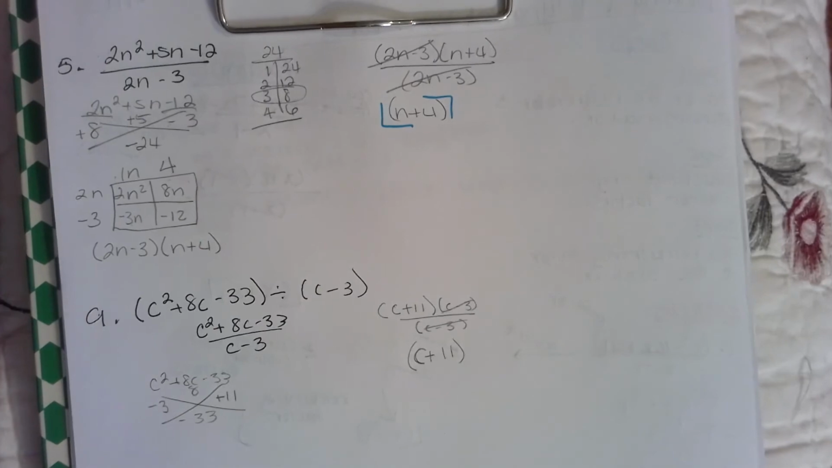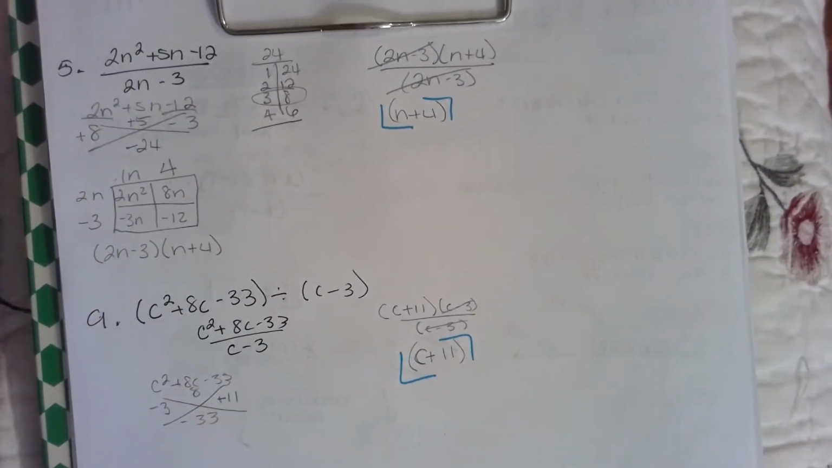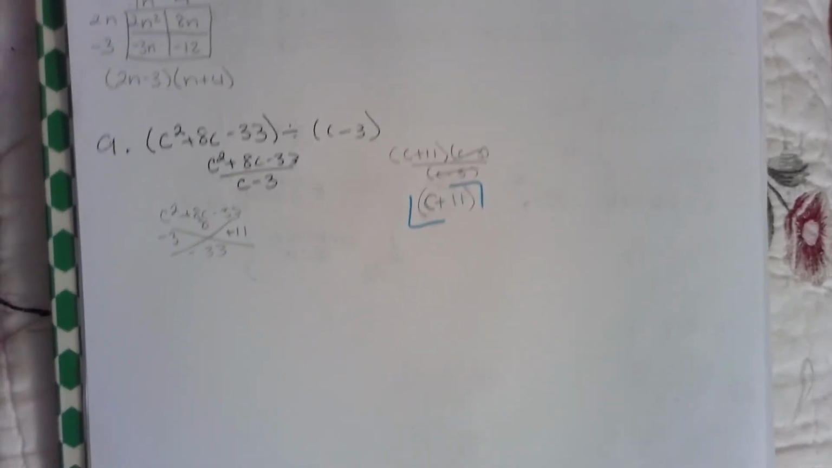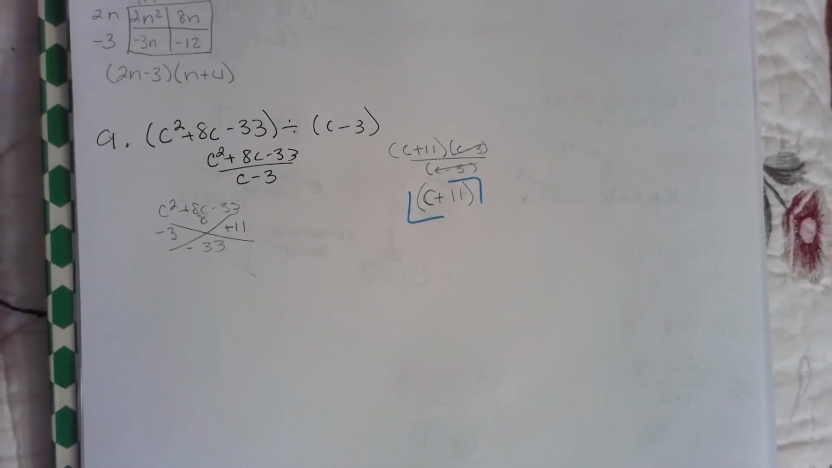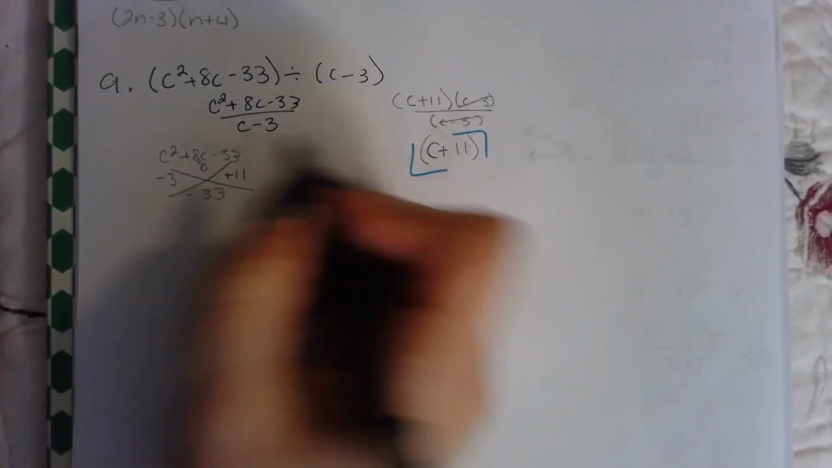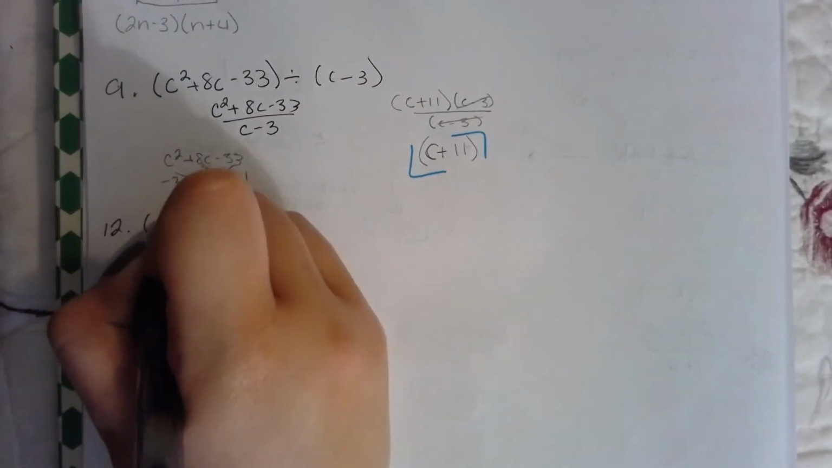And then two more examples and it will be done. Number 12. It says 2d squared minus 4d minus 70 divided by d plus 5.